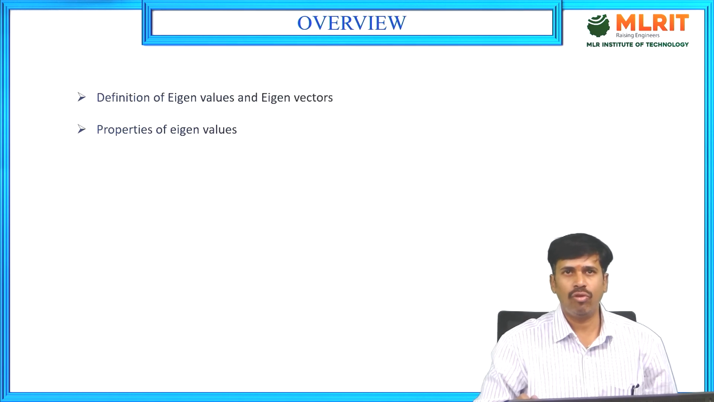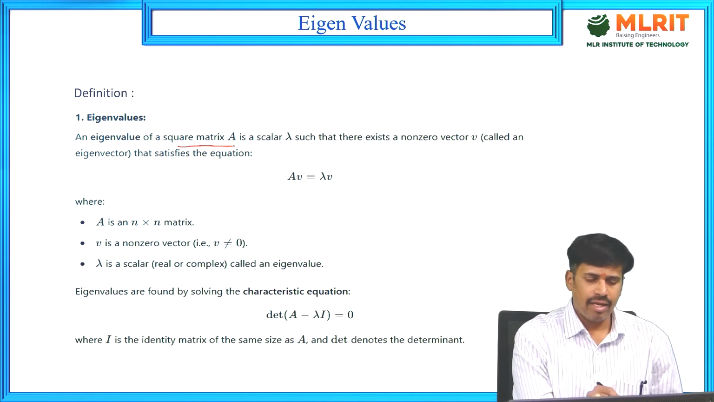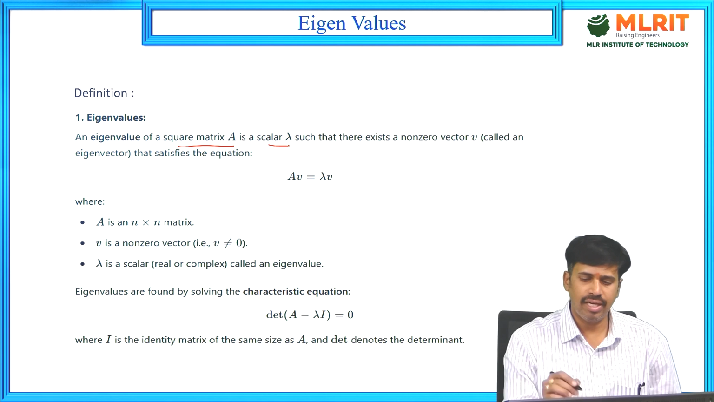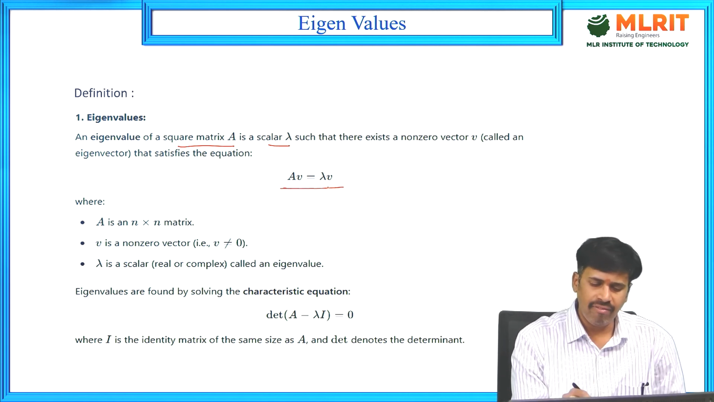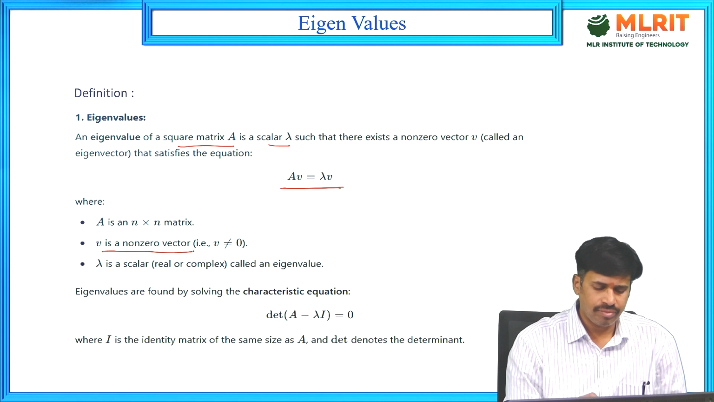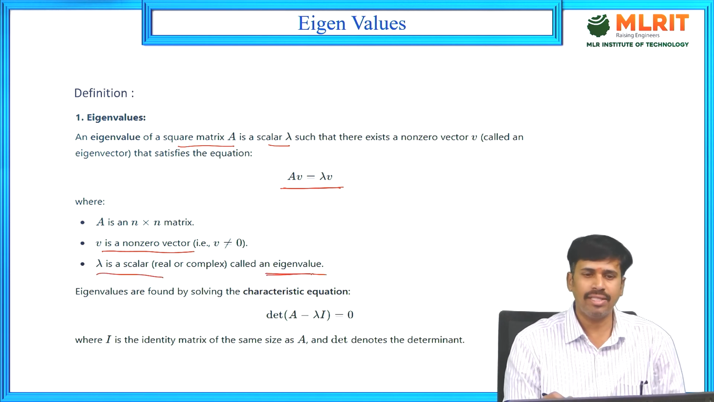In today's lecture we are going to see the definition of eigenvalues and eigenvectors and a few properties of eigenvalues. Let us see the definition of eigenvalues. Let capital A be any square matrix and lambda be any scalar such that there exists a non-zero vector V such that AV is equal to lambda V. Then this V is a non-zero vector and the lambda is a scalar which is called an eigenvalue of the matrix A.